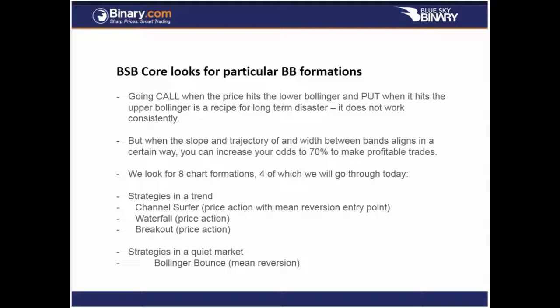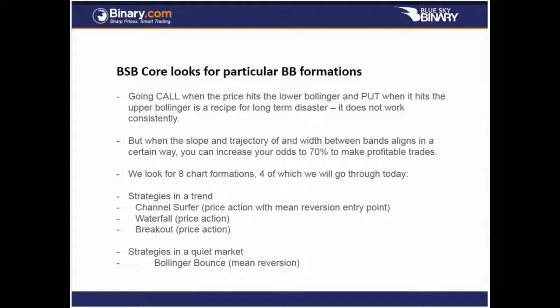Regardless of what you have heard, just going with this simple strategy doesn't work consistently. When the slope and trajectory of the bands and the width between them align in a certain way, then you can increase your odds to 70%. There are certain conditions that need to apply in order for this to become profitable. In BSB, in Blue Sky Binary, in our group, we look for 8 chart formations, 4 of which we will go through today. We will go through 3 strategies in the trend: the channel surfer, the waterfall, and the breakout, and we will go through the Bollinger Bands in a quiet market.